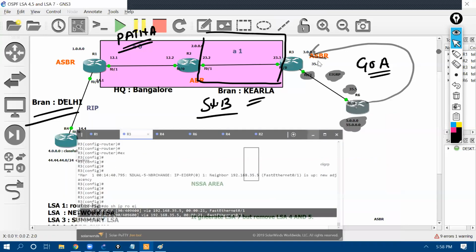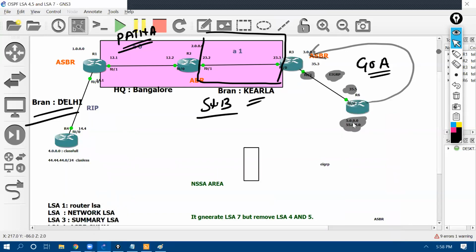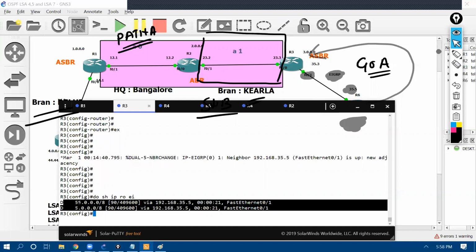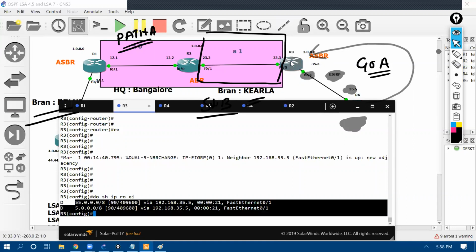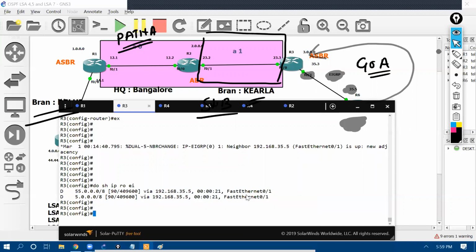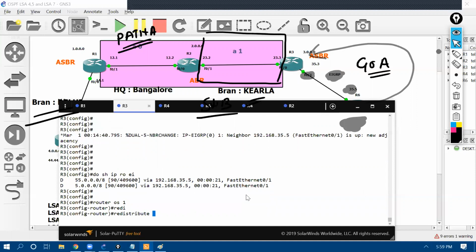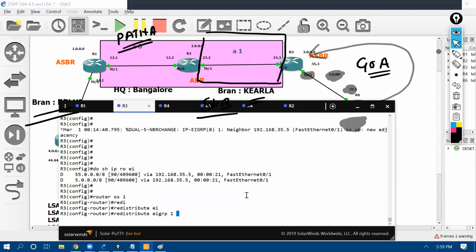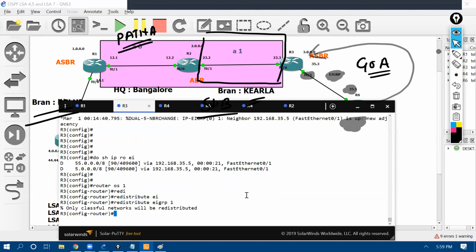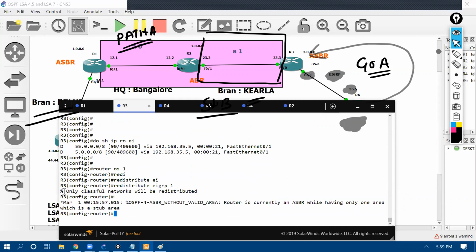Tell me one thing. This R3 is a router having the 6.0.0 route, right? Will R3 share this information to OSPF by default? Not. We need to perform the redistribution over there, right? So I need to go into OSPF and say redistribute EIGRP route. What happened? First of all, it is giving the error message: only classful network will be redistributed. That's good. Not denying it.